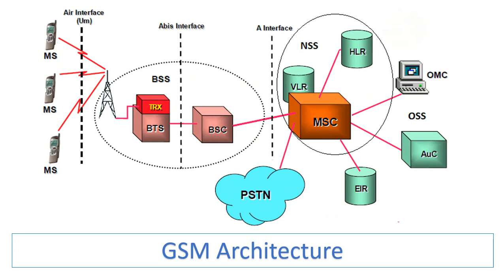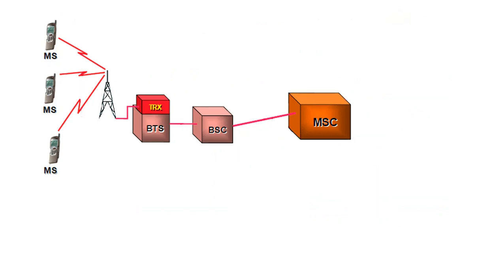GSM architecture is a very complex topic, but to make this topic easy, we are going to use some simple diagrams. I am taking a diagram in which there are three mobile stations which are further connected to a tower, and these towers are connected to BTS using TRX. Then further it is connected to BSC and MSC.